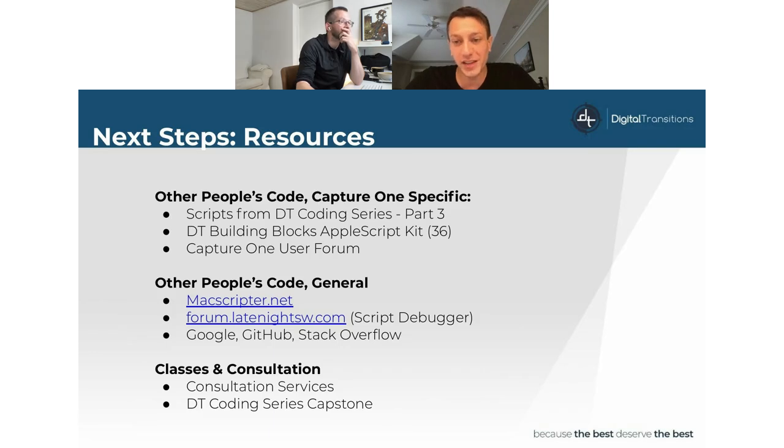Another place to find Capture One specific code is the Capture One user forum. That is something that you'll find James' name on quite frequently in the scripting section. And more generally, if you have things that are not specific to Capture One, so if your question is just, how do I do a repeat loop in the Finder to pull up recursive folder structure? You may find that in one of the Capture One specific examples, but you will definitely find it on maxscriptor.net, forum.latenightsw.com, or via a Google, GitHub, or Stack Overflow search.